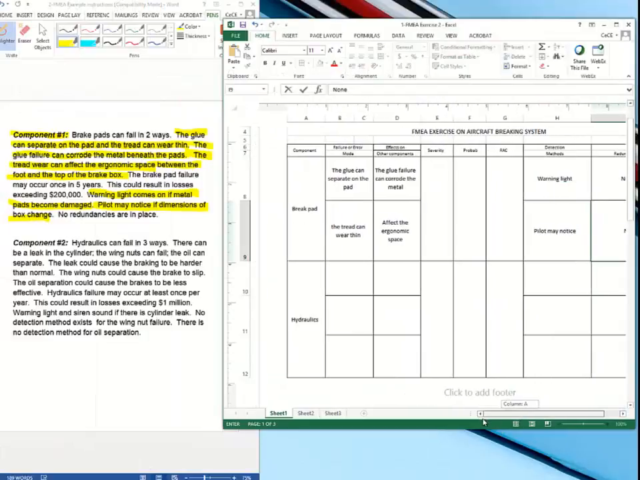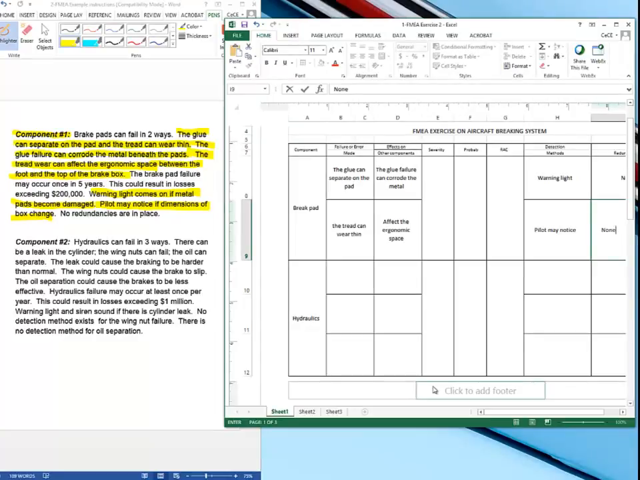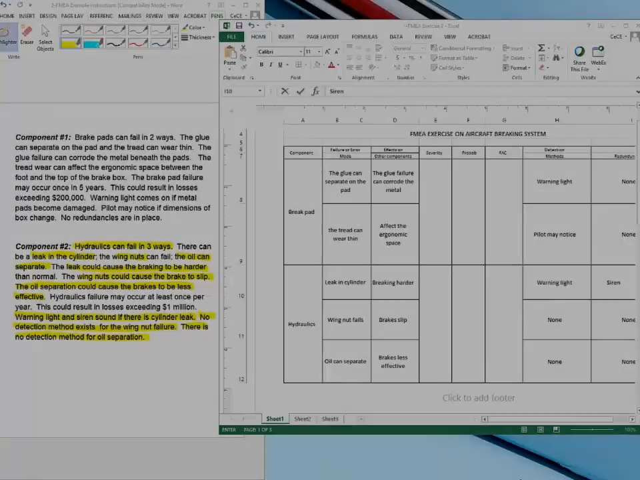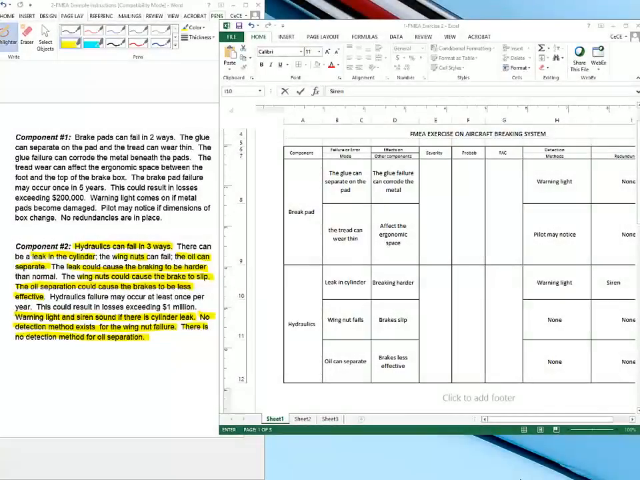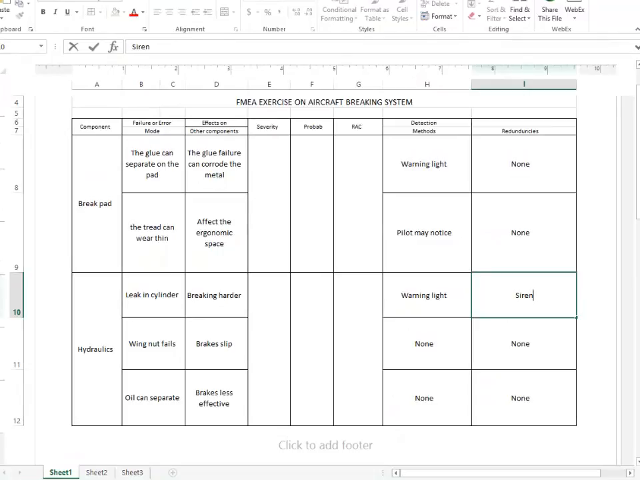So we have filled out the first component on the brake pad. Let's look at the second component, and we fill that out in the same way. All right, class, as you can see, I filled out the second component, which is the hydraulics. I filled that out in exactly the same way. I read the paragraph and filled in all the information that I have on that paragraph. And here are the results. As you can see, we still don't have very many detection methods or redundancies, do we? So we don't have much backup in this system.